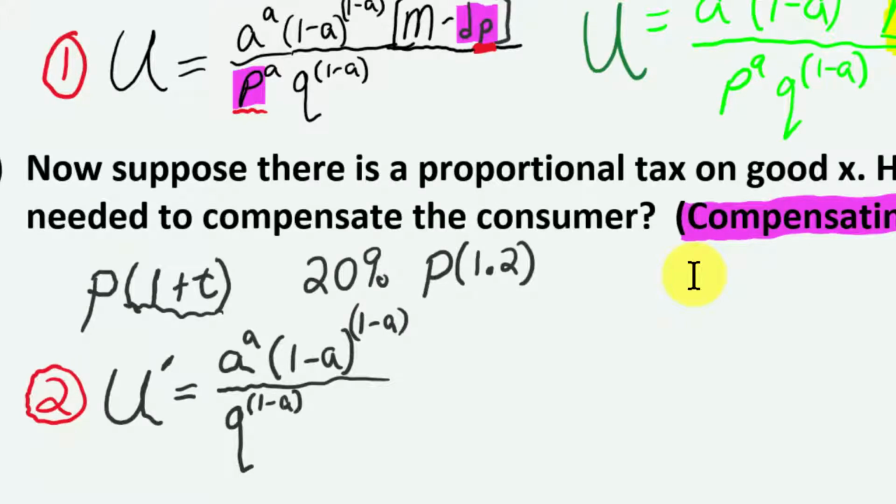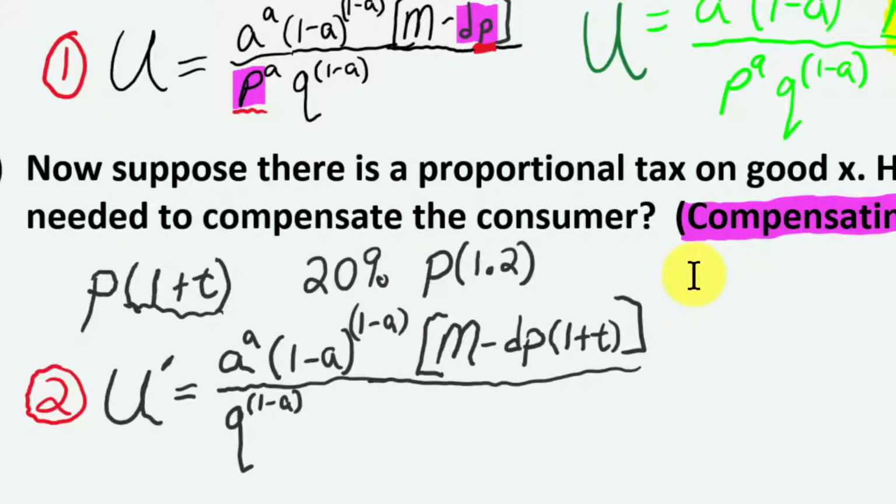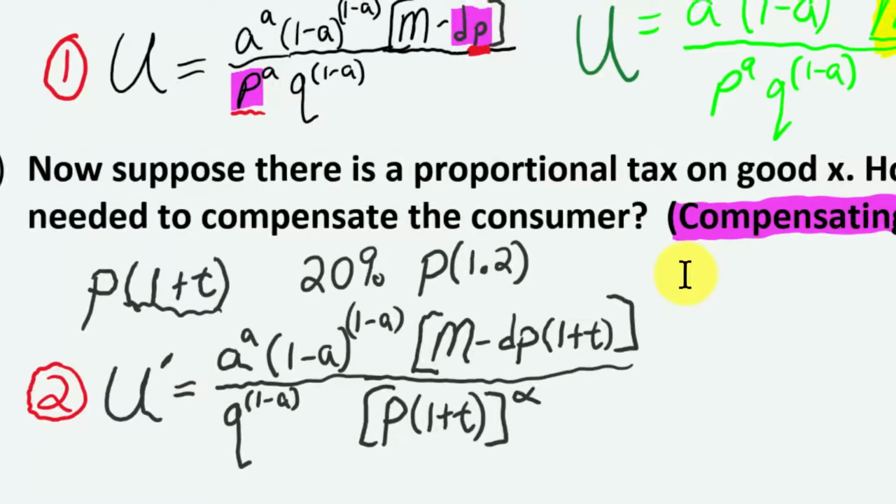And now there's those two adjustments that we have to make. Now our disposable income is going to be M minus D times P times 1 plus T. The other adjustment is that the price in the bottom, that P, is also going to be times 1 plus T, right? But all of that gets raised to the A power.